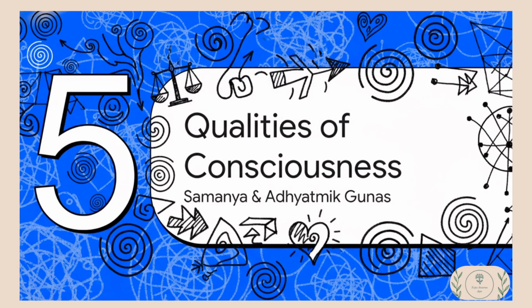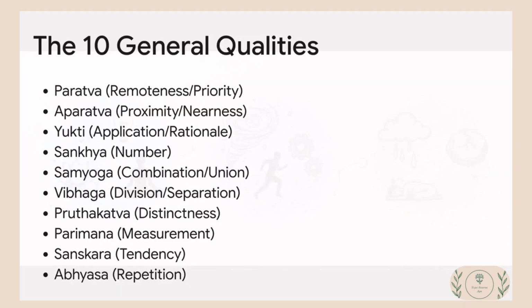Okay, so we've talked about the physical world, but now this is where things get really wild. We're about to shift gears from things you can touch and feel to the more abstract gunas, the ones that describe concepts, actions, and the inner workings of consciousness. These next 10 are called the general gunas, and they are so fascinating because they're like the underlying rules of the game.